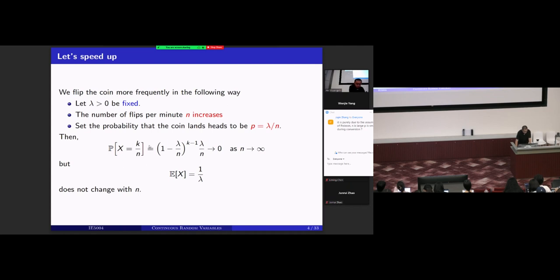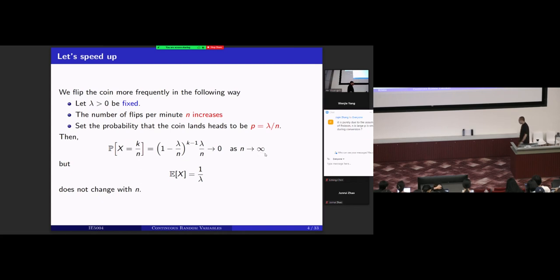So the probability that you need k over n minutes to see the first heads should follow this expression. For this expression, you see the first term, 1 minus lambda over n to the power of k minus 1. No matter what k is, this term should be less than 1, right? And the second term is lambda over n. Lambda is a fixed number. When n goes large, the second term will converge to 0. So a number less than 1 times a number converging to 0, the entire probability will converge to 0 as n goes to infinity, right?